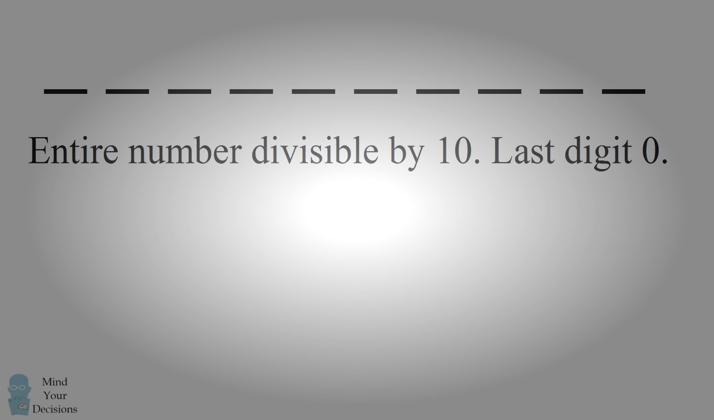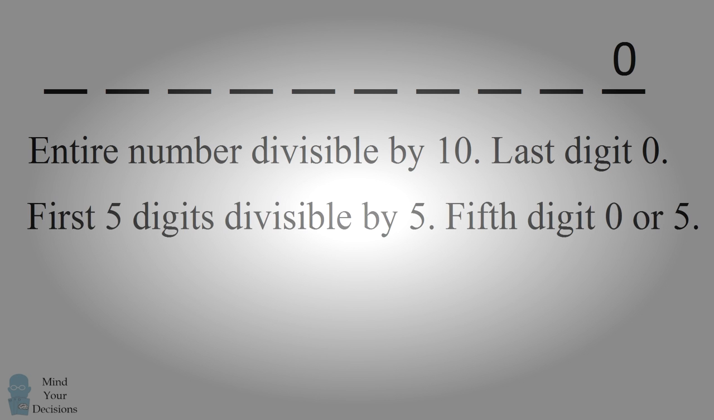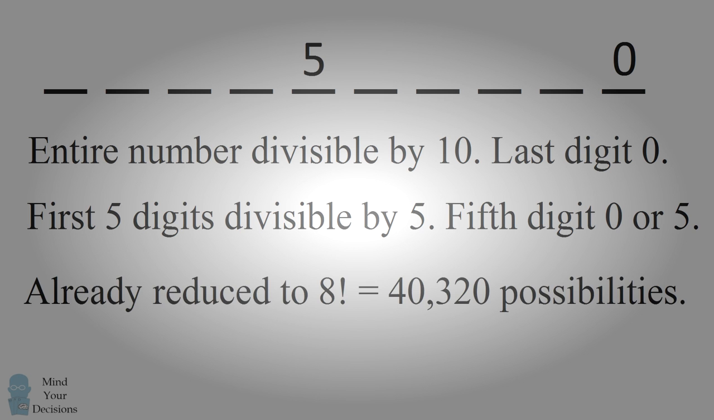To get started, we need the 10-digit number to be divisible by 10. This forces the last digit to be 0. Next, we want the first 5 digits to be divisible by 5. This means the 5th digit has to be 0 or 5. Since we've already used the digit 0, the 5th digit has to be 5. Just from these two digits, we've already reduced the number of possibilities to a little over 40,000. Let's continue.